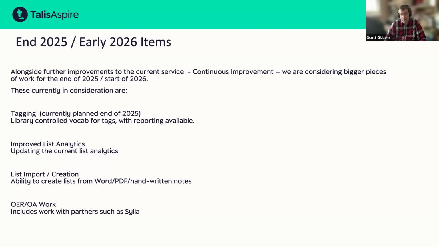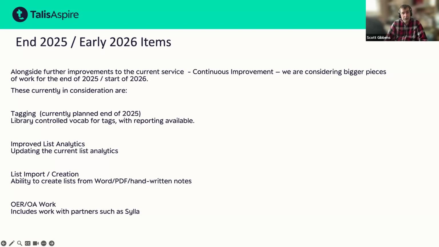One of my colleagues in Talis works in AI. That's his role now, to just look at AI. And he presented a few weeks ago to me a handwritten note that he scanned in and then turned it into items on a reading list. So I was quite excited by this, as you can imagine. It seemed quite cool. So we're going to be looking to create and improve that item as well. So you'll be able to create lists, sections, etc., just from a Word or a PDF or handwritten document.